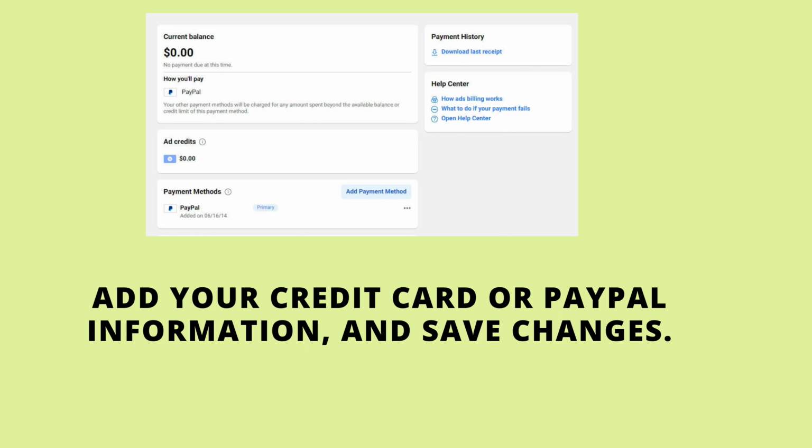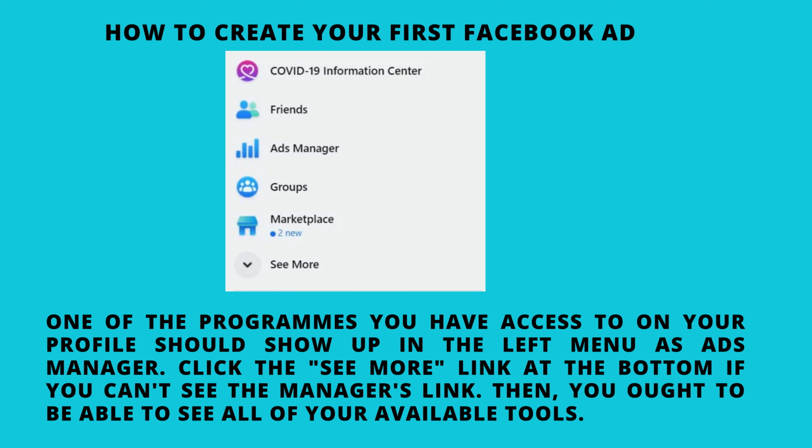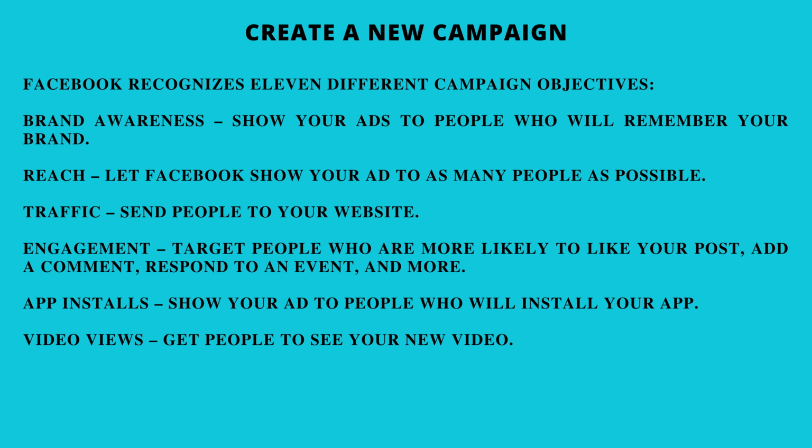Create a new campaign. Facebook recognizes 11 different campaign objectives. Brand awareness: show your ads to people who will remember your brand. Reach: let Facebook show your ad to as many people as possible. Traffic: send people to your website. Engagement: target people who are more likely to like your post, add a comment, respond to an event, and more.